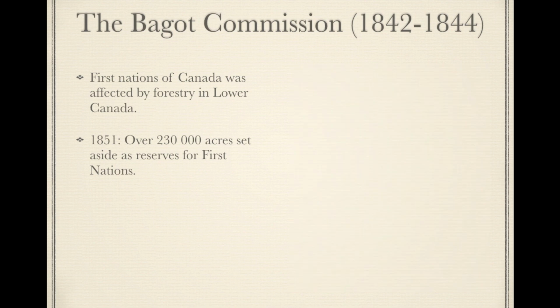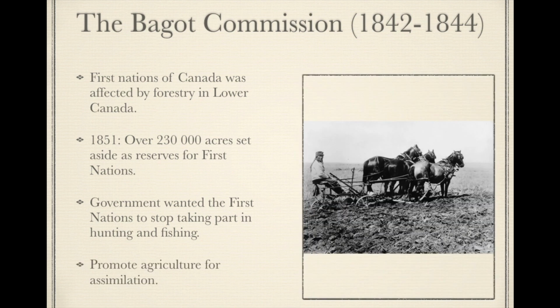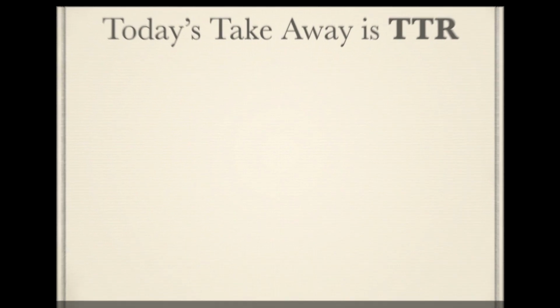The goal of the government was to stop the native people from taking part in their ancestral activities of hunting and fishing. Instead, they promoted agriculture, which would lead several nomadic First Nations communities to become sedentary. This would free up land that was once used for hunting and fishing, which could now be used for the exploitation and colonization of the area.